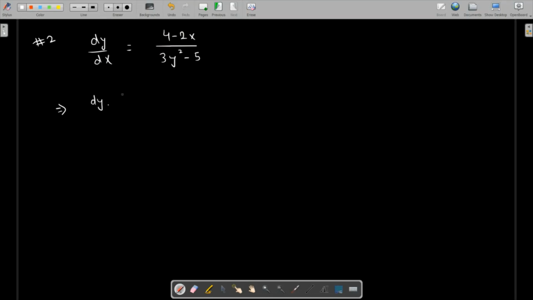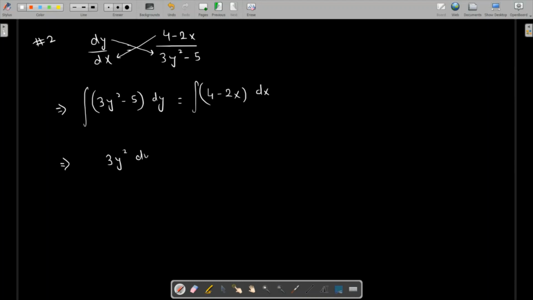Multiplying both sides by 3y square, in fact, not multiplying both sides, since this is a proportion, we are going to cross multiply these two. So if we do that, we have 3y square minus 5 dy, and that's going to be equal to 4 minus 2x dx. And since everything is separated, we are going to integrate both sides. So that's going to look like 3y squared dy minus 5 dy. I've just opened up the parentheses, and likewise this is 4 dx minus 2x dx.